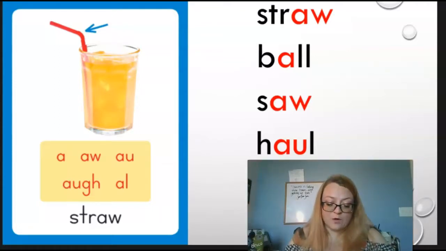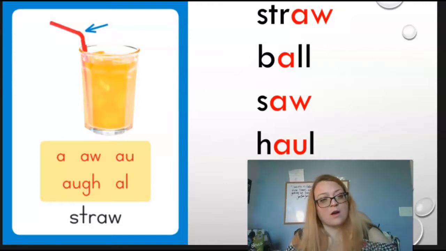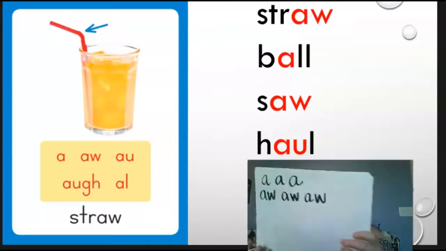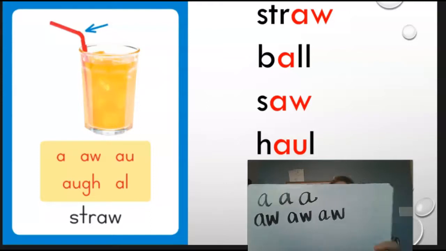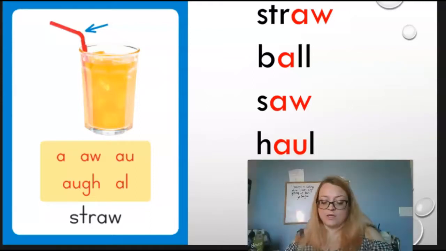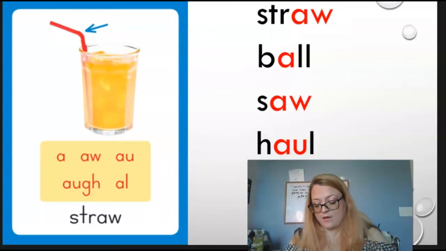Okay, underneath that we're going to write A-W. So we're going to go A-W, aw, A-W, aw, A-W, aw. Then we're going to do A-U. So A-U, aw, A-U, aw, A-U, aw.